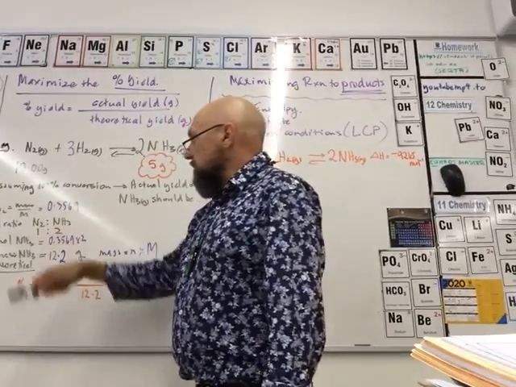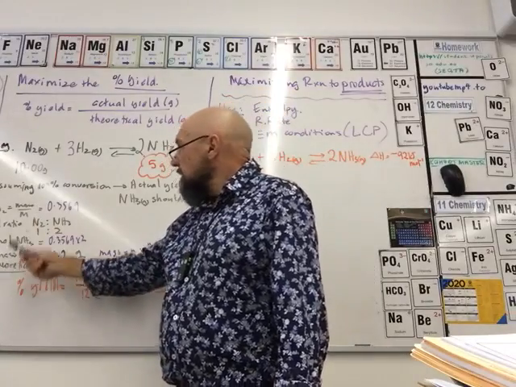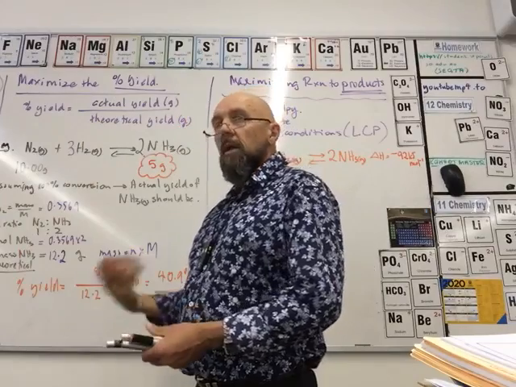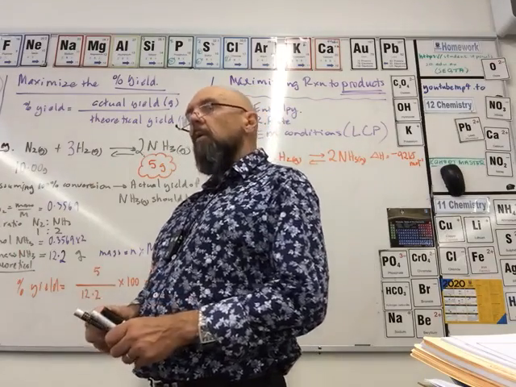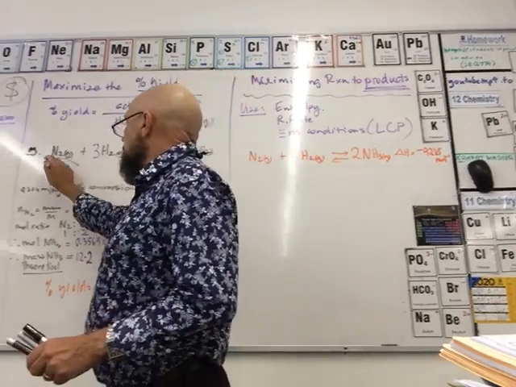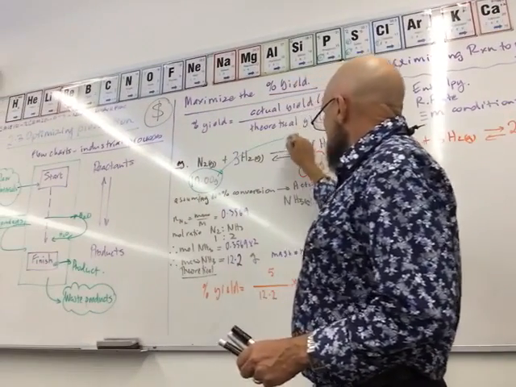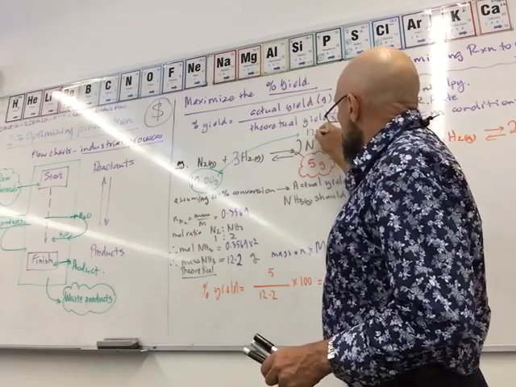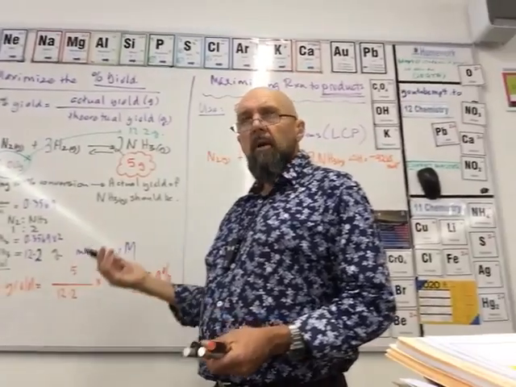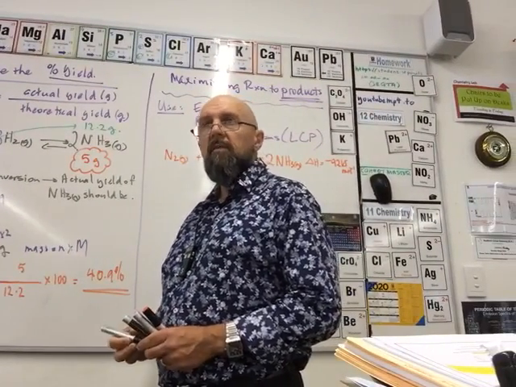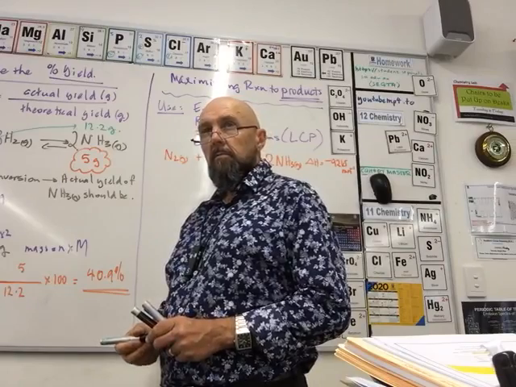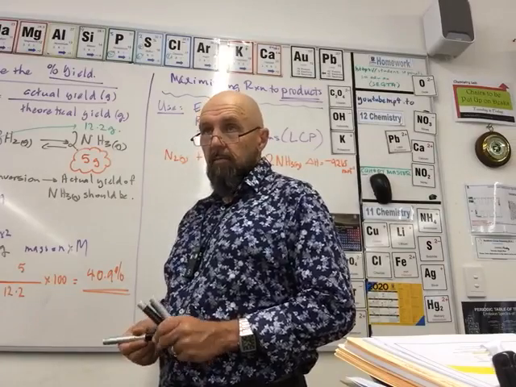We did the calculation. Theoretically, if I were to get 100% yield, if that reaction went all the way to the right, we know it doesn't because it's in equilibrium, then from that 10 grams, I really should have yielded 12.2 grams, doing my calculation. That's what the reaction should have given me if the reaction went to completion. But it doesn't because it's in equilibrium.